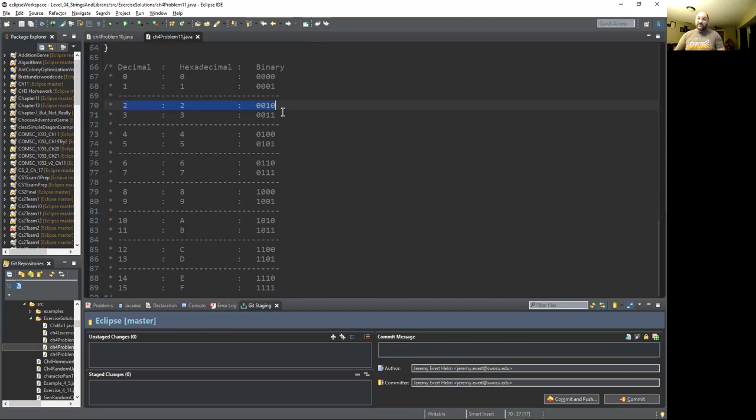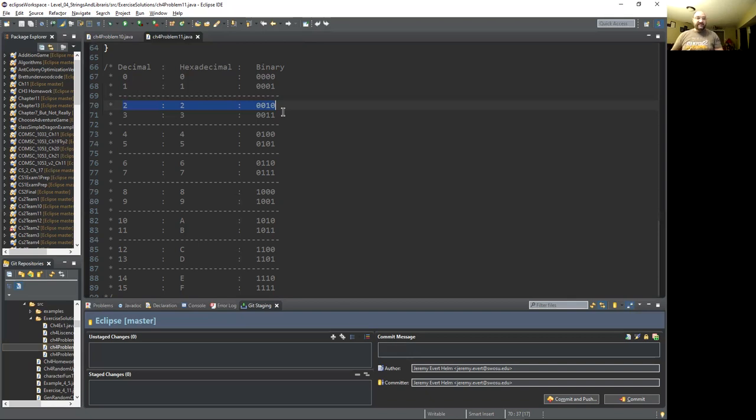But how this relates is every position that we switch over in the binary number, we're switching over a power of 2 because it's a base 2 system instead of a base 10 system. So what that means is the number that we see here is 1 times 2 to the 1, which is 2. So that's 2 plus 0.